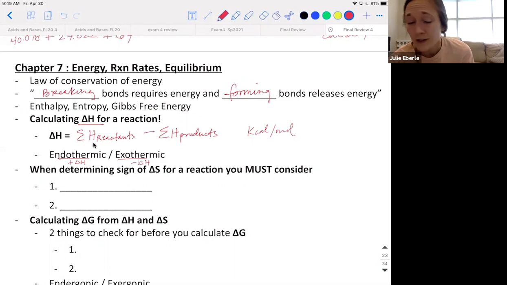All right, which one's favorable? Which one's favorable overall? Exothermic or endothermic reactions? Which one gives you products that are more stable? That's the one that's favorable. Yes. Exo is favorable.